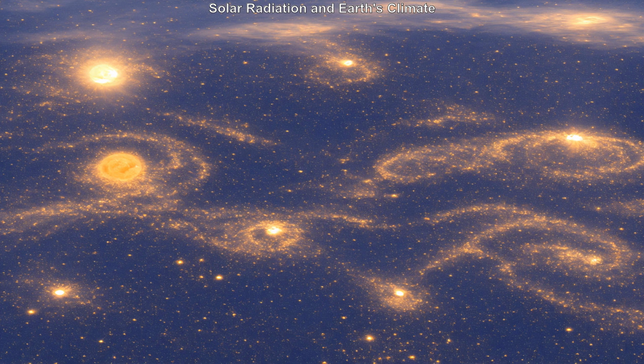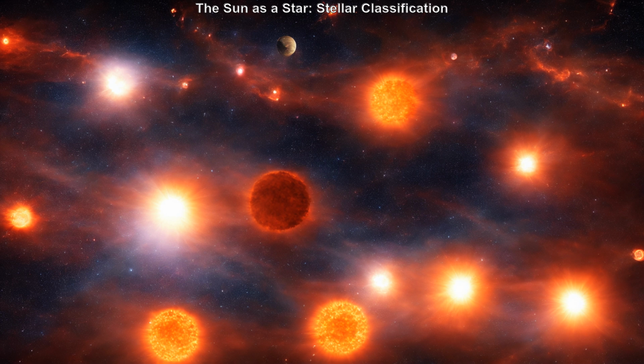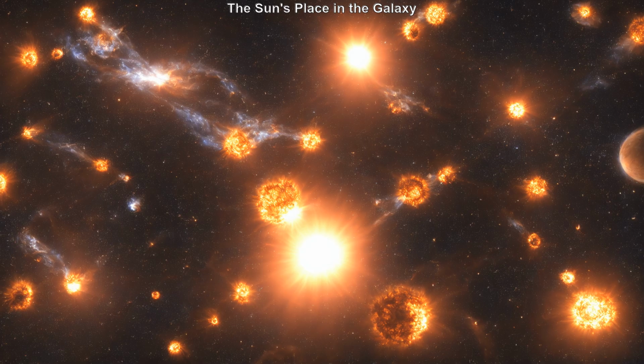Variations in solar radiation can influence Earth's climate, though the magnitude of this influence, compared to other factors like greenhouse gases, is a topic of ongoing research. Our Sun is classified as a G-type main sequence star, a yellow dwarf. This classification is based on its temperature, luminosity, and spectral characteristics.